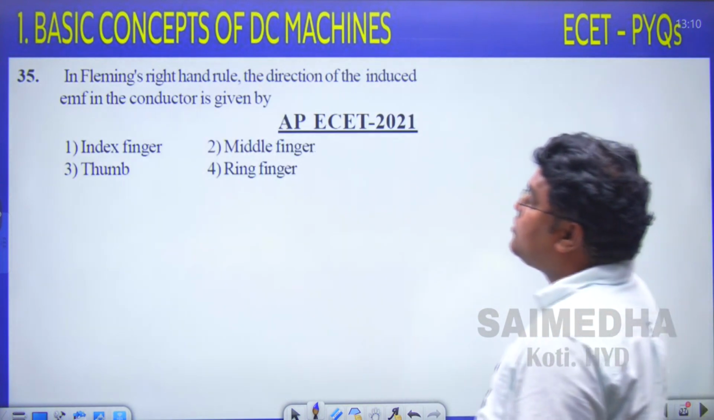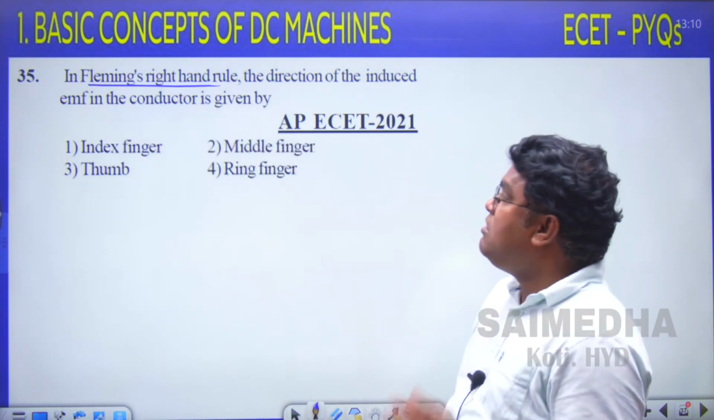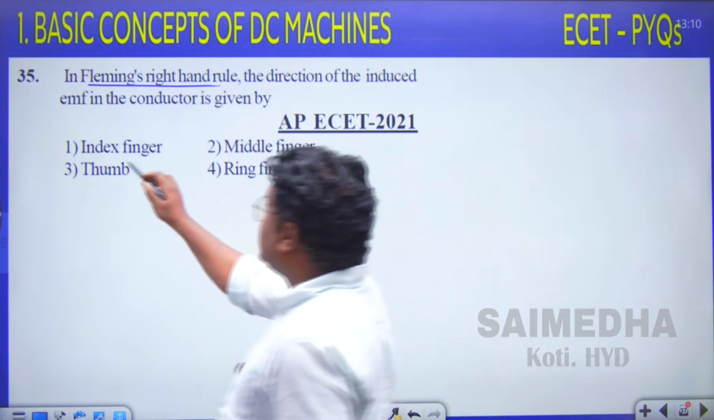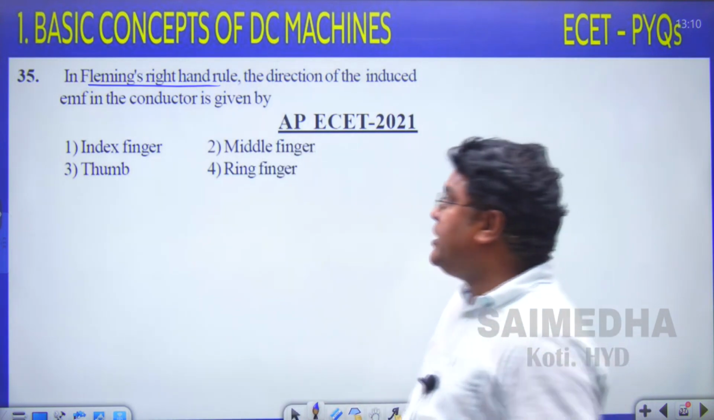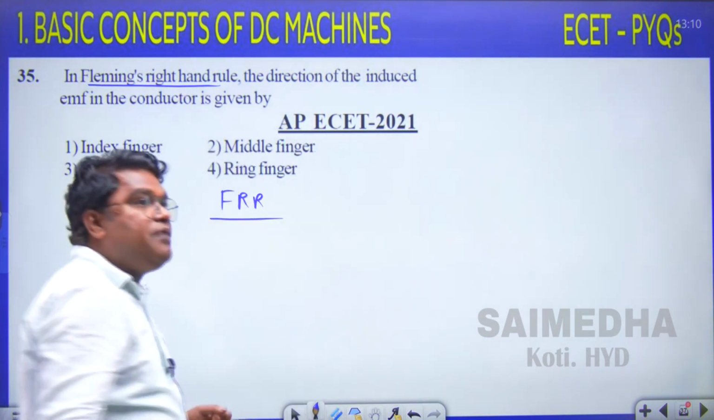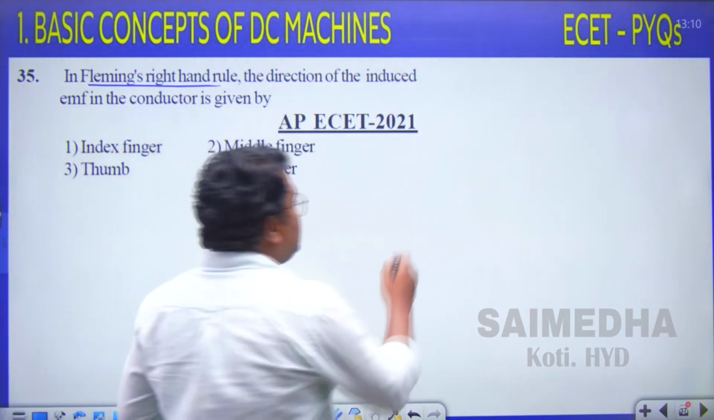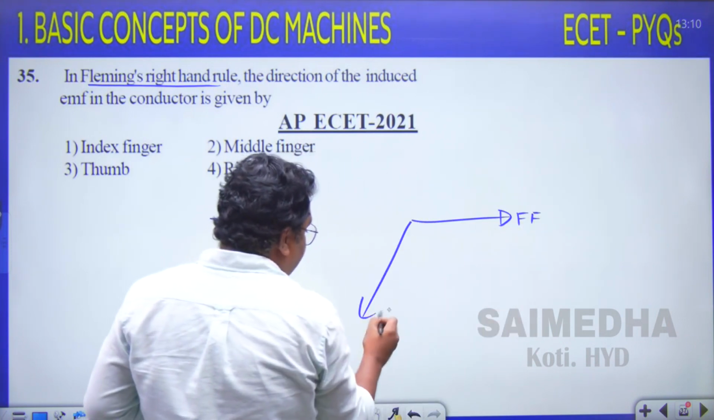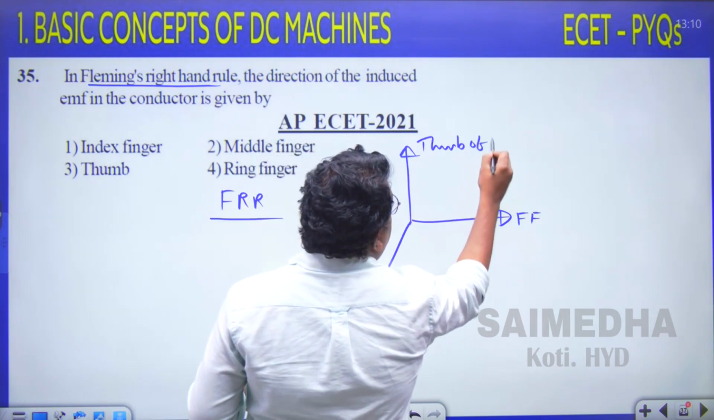Next, let us solve question number 35. Fleming's right hand rule: the direction of the induced EMF in the conductor is given by the index finger, middle finger and thumb, and option 4 is the right finger. So Fleming's right hand rule, FRR. The direction of induced EMF in the generator can be obtained by using the FRR. FRR means forefinger, the center finger, and the thumb of the right hand.